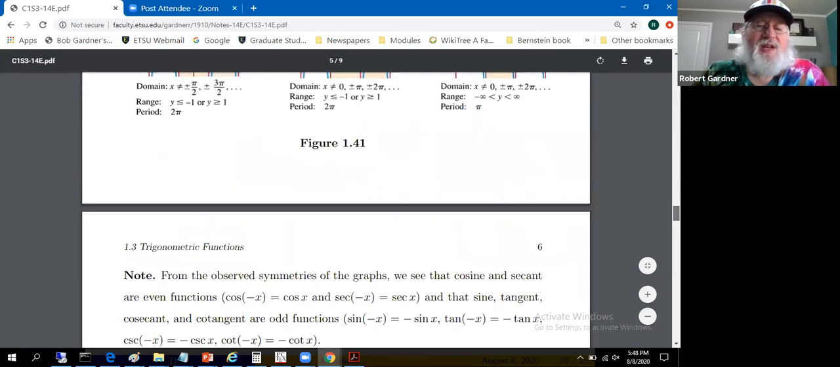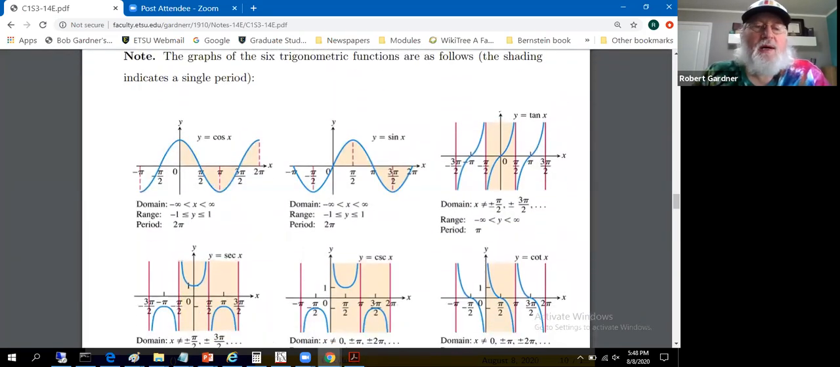Let's point to the sine and the cosine one at least. This cosine function is symmetric with respect to the y-axis. That means it's an even function. We discussed even functions in section 1.1. So cosine function is an even function because it's got the kind of symmetry that even functions have.